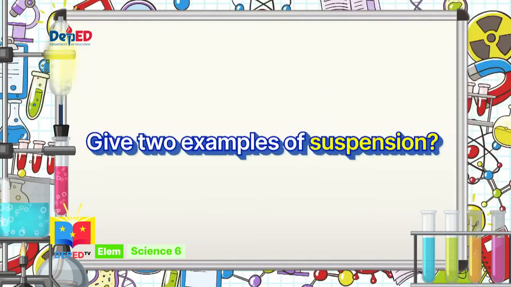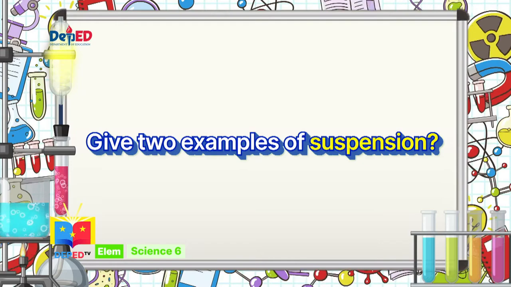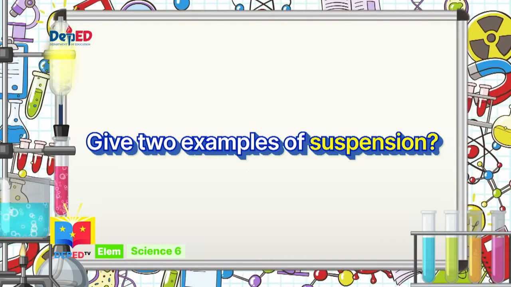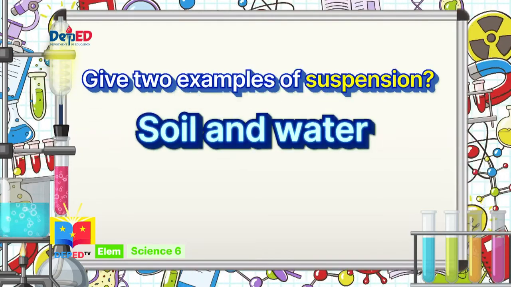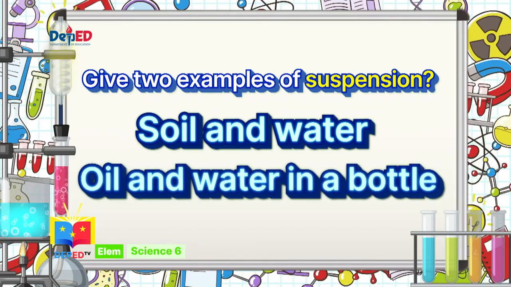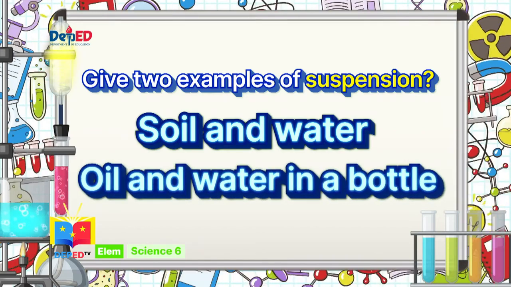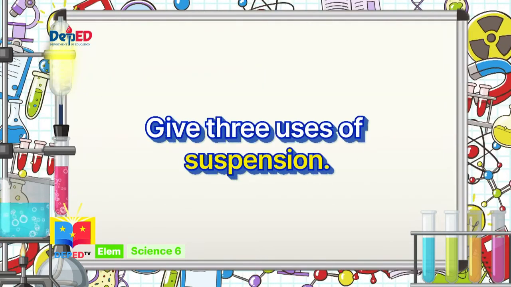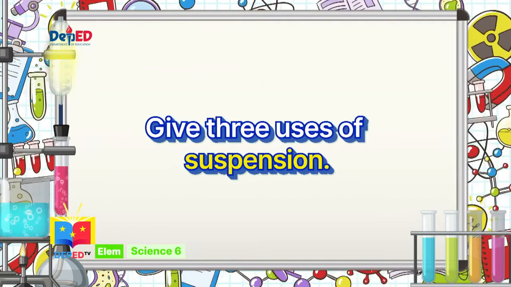Number 2. Give 2 examples of suspension. Right! Soil and water in a clear glass and oil and water in a bottle. Number 3. Give 3 uses of suspension.